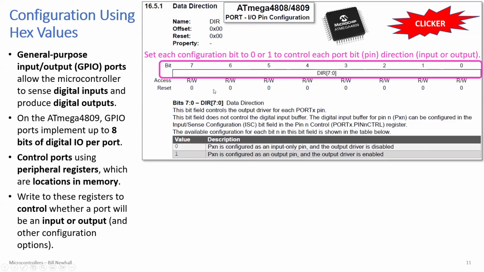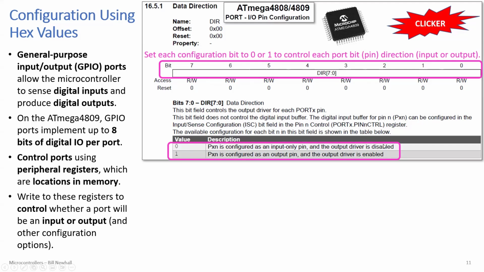And on startup, the reset value, all of these bits are set to 0 in this data direction port. The data direction port field controls the output driver for each port pin. So if you want certain pins of port A, for example, to be outputs and certain pins to be inputs, that's what you set here. If you set any one of these bits to a value of 0, then that associated port bit is configured as an input-only pin, and that output driver is disabled.